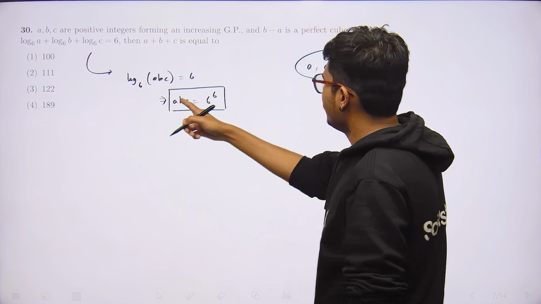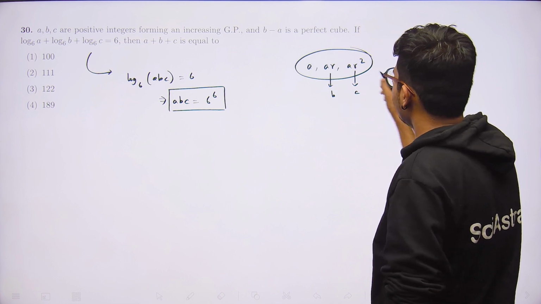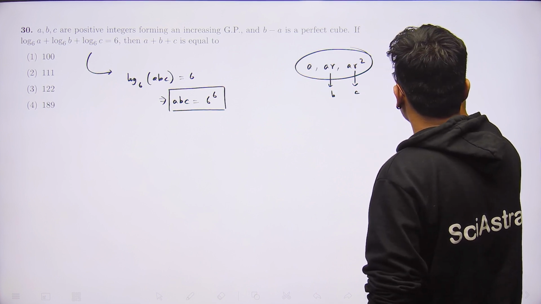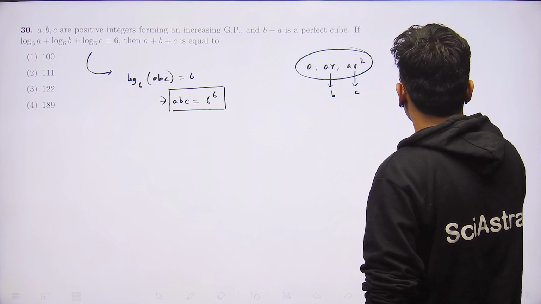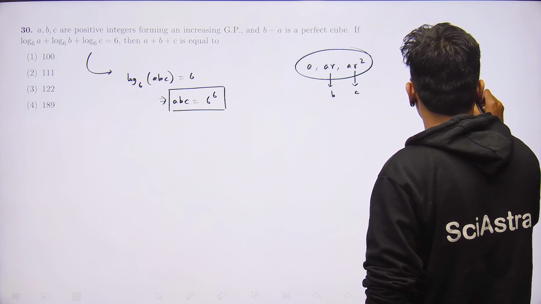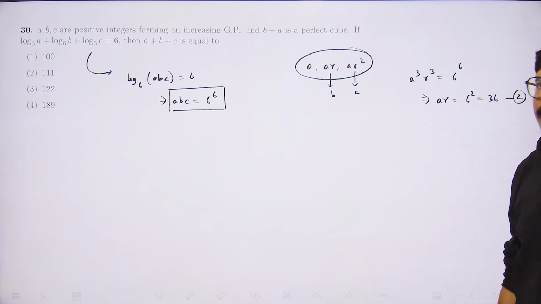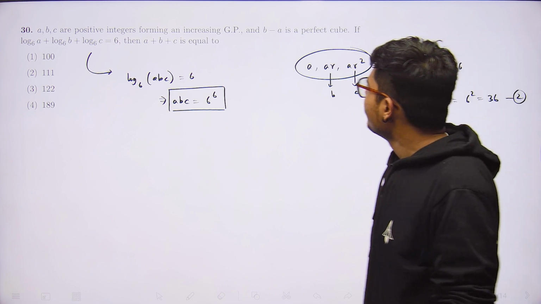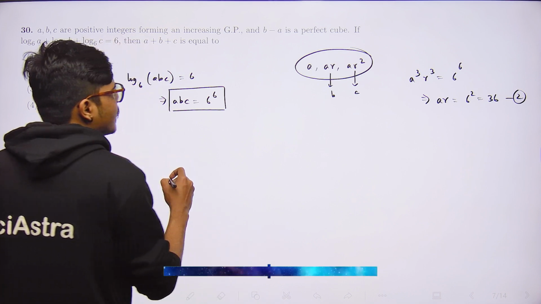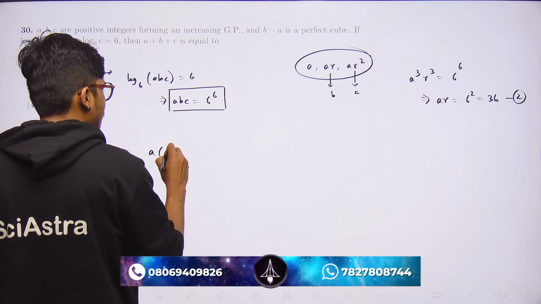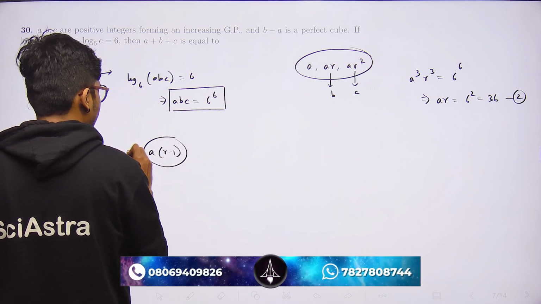This is A, this is B, this is C. तो यहाँ से if I plug this product here, तो क्या आ जाएगा? A cube आ जाएगा times R cube आ जाएगा, that is 6 to the power 6. Which means what is the product of AR? That is going to be 6 square, which is 36. ठीक है? एक और equation हमारे पास आ गया, है ना? Now, what is given to us is that B minus A is a perfect cube, which means A times R minus 1 should be some perfect cube. Let's call it K cube.